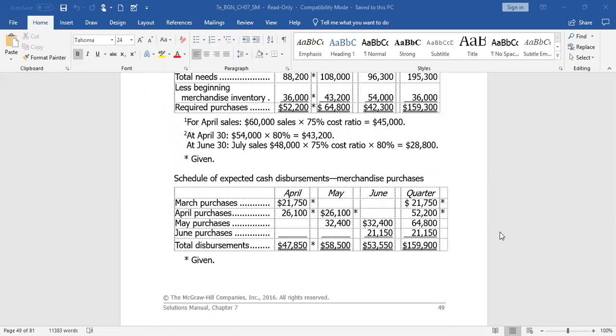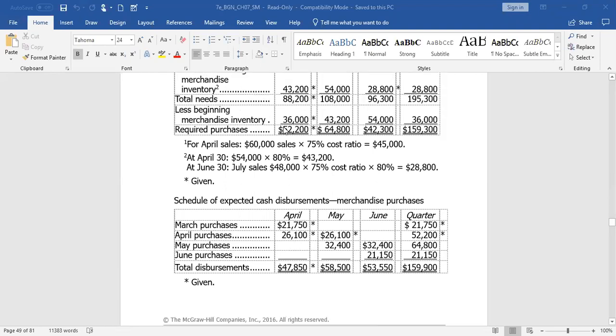So when we're determining cash disbursements related to purchases, in April, we'll be paying off the entire accounts payable balance of $21,750. In April, we'll also be paying off half of the purchases made in April. We budgeted those above to be $52,200, so half of those, or $26,100, will be paid for.